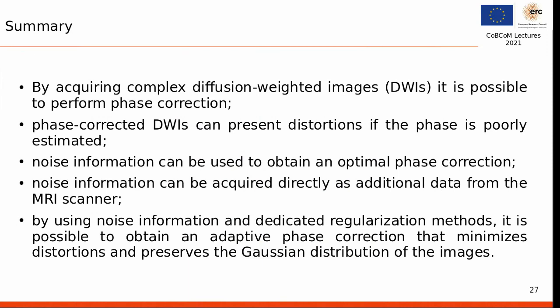And finally, that by using noise information and dedicated regularization methods, it is possible to obtain an adaptive phase correction that minimizes the distortions, so the outliers, while at the same time preserving the Gaussian distribution of the images that is very good for computing the diffusion metrics like mean diffusivity, fractional anisotropy, and the others I've been discussing before.